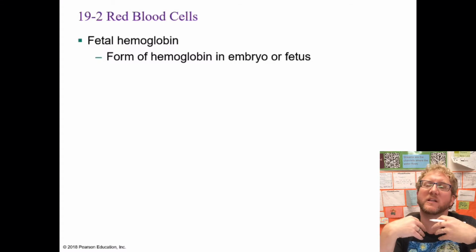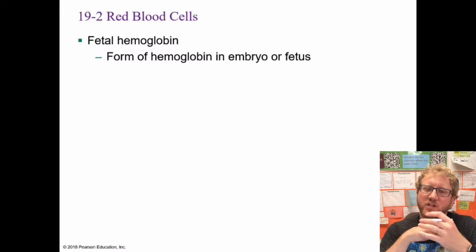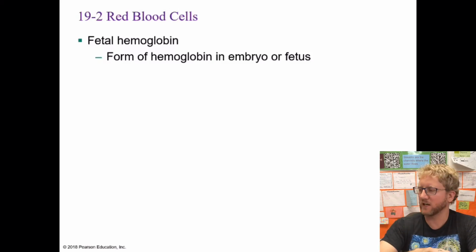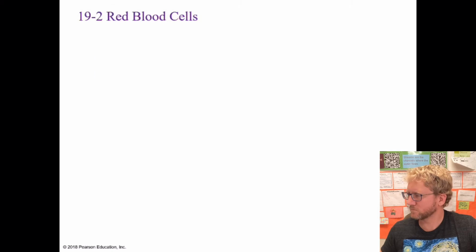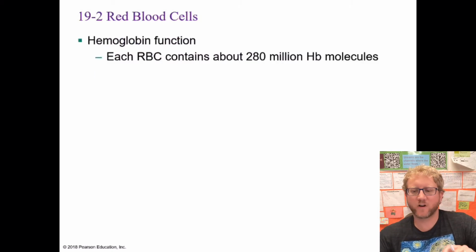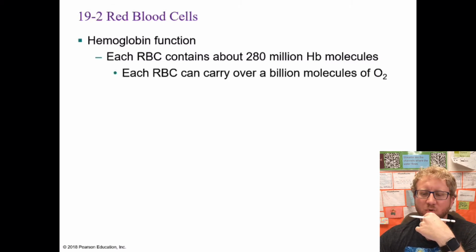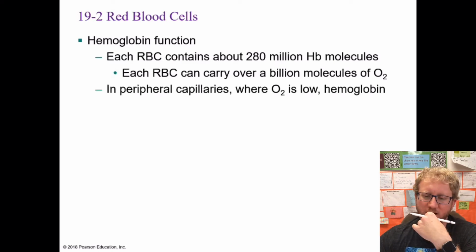Then eventually, when the baby is born and starts breathing air, it shifts production into regular hemoglobin, I guess you could call it. Hemoglobin function. So I said boatloads, right? 280 hemoglobin molecules. So each red blood cell can carry over 1 billion molecules of oxygen. Same thing with carbon dioxide.